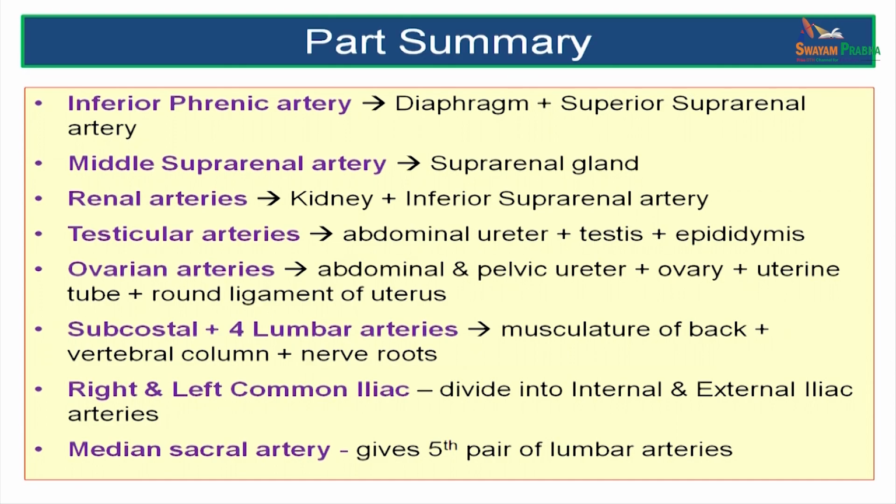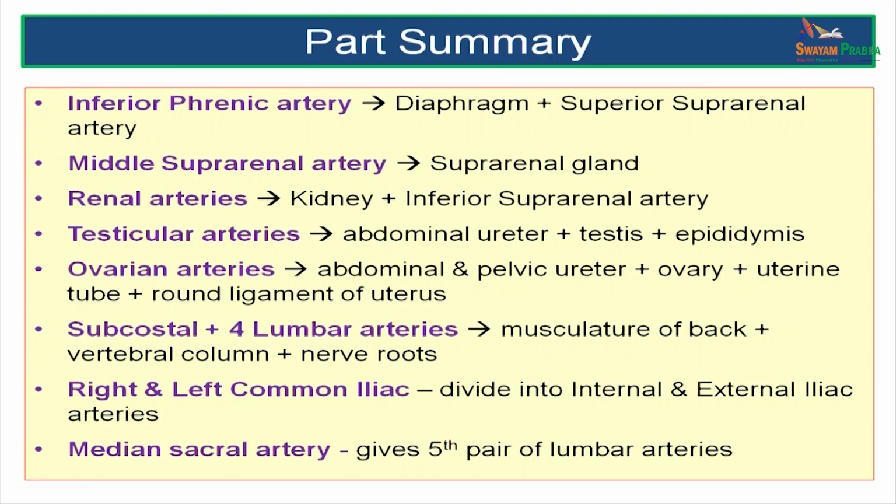Let us summarize what we have just spoken about. The inferior phrenic artery is a branch of the abdominal aorta which supplies the diaphragm as well as it gives the superior suprarenal arteries to the suprarenal gland. The middle suprarenal artery is a branch that supplies the suprarenal gland. Renal arteries are large vessels which supply the kidney as well as they give the inferior suprarenal artery.